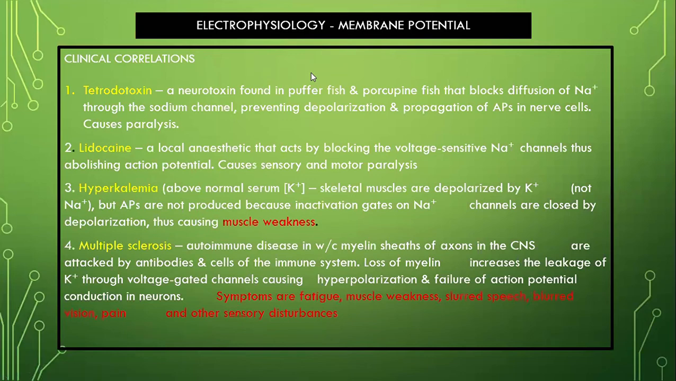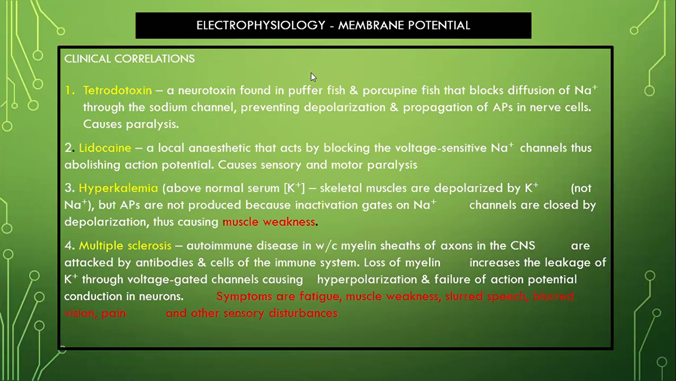When there is hyperkalemia, above normal serum potassium, the skeletal muscles are depolarized by potassium, not sodium. But action potentials are not produced because inactivation gates on sodium channels are closed by depolarization, thus causing muscle weakness. That's why if you have hyperkalemia, there is muscle weakness, and this is very dangerous for the heart. Because the muscles in the heart will become weak, and so it cannot pump. You have to eliminate the extra potassium.